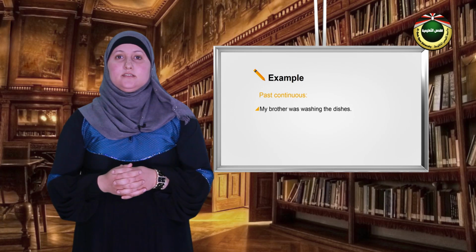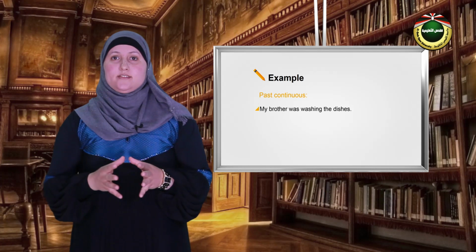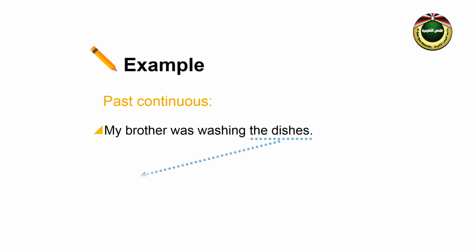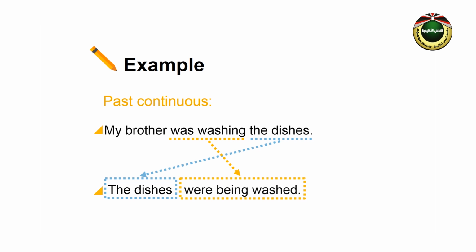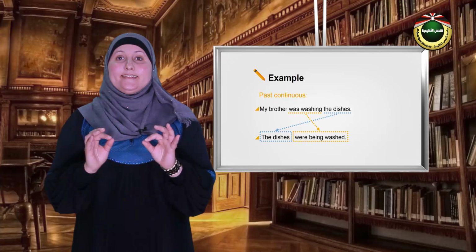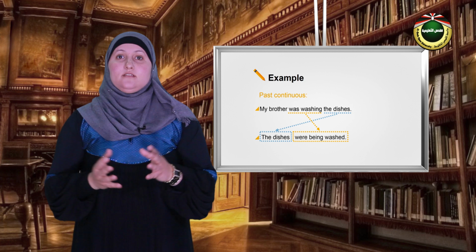Let's have another example. My brother was washing the dishes. Again, drop the subject, my brother. Then, put the object, the dishes, at the beginning. Add the helping verbs were, being, because the dishes is plural and the verb is past continuous. And finally, put the main verb wash in its past participle form, which is washed. And the new sentence will be the dishes were being washed.